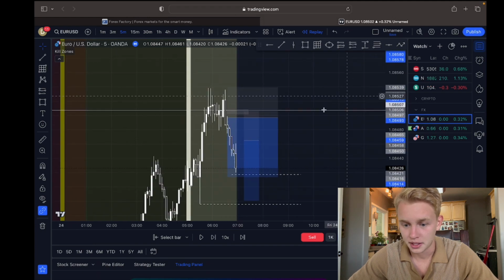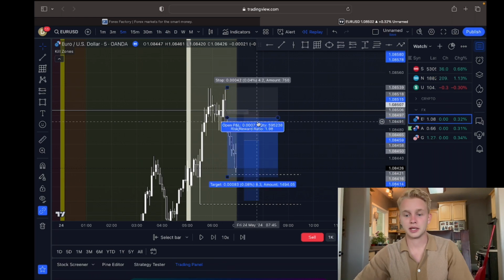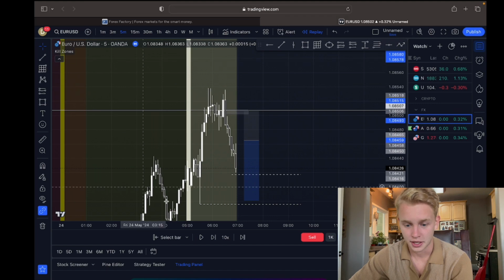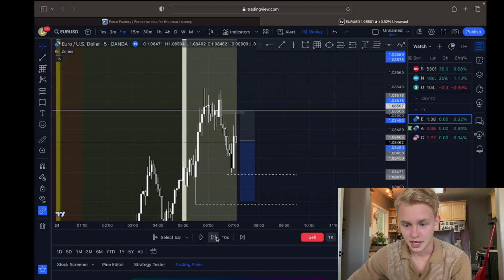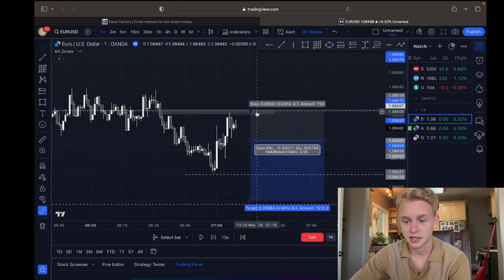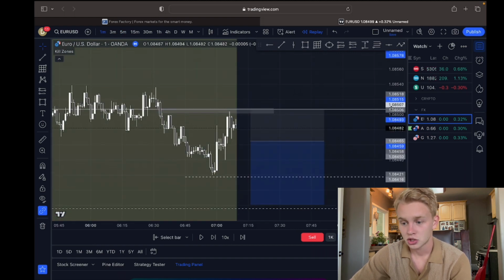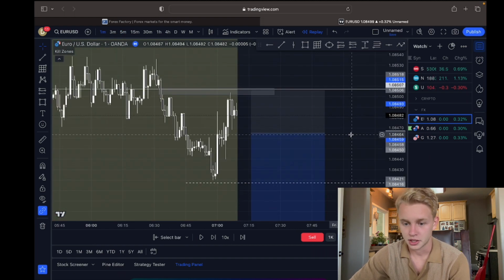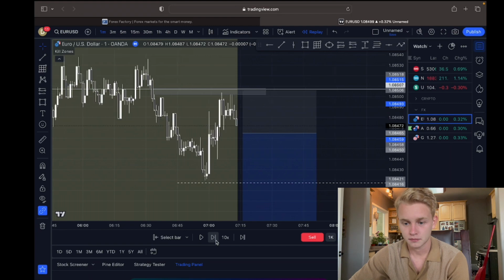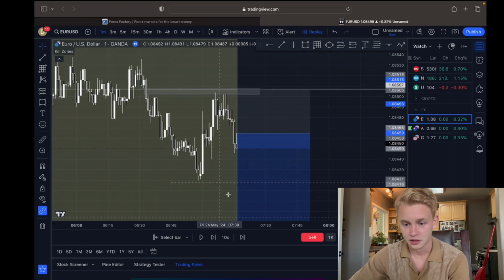That would have been the entry model that we should have taken, but I didn't take that. What happened was price came up and tapped into the order block area, right where I wanted it. I wanted some extra confirmation, so I said I'm going to wait for a 1-minute break of structure with the fair value gap, and I'll enter off that fair value gap. So patiently wait. We get this fair value gap candle.